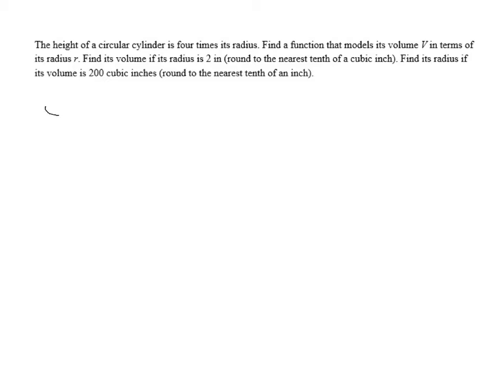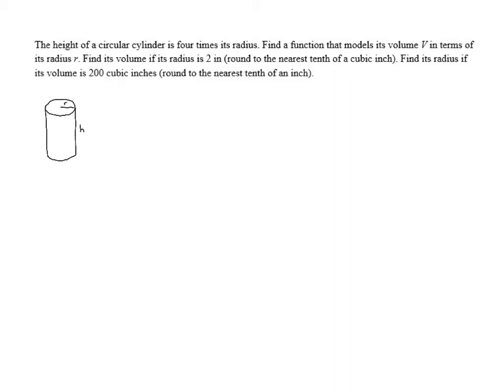Now, a circular cylinder is basically the shape of a can of soup. So problems like this might be particularly useful to food industry manufacturers. So we are wanting to look at the volume in terms of the radius. A circular cylinder will have a radius and then also a height.